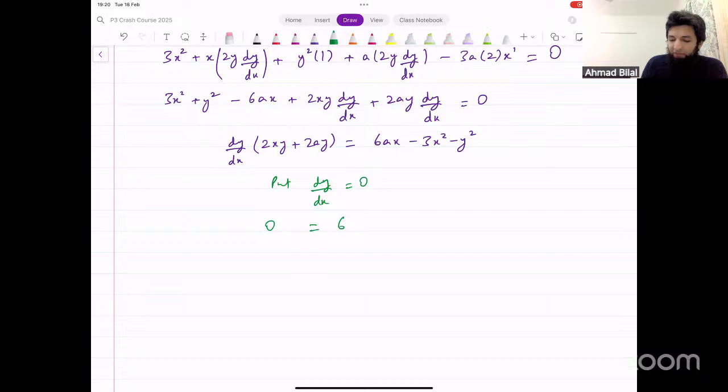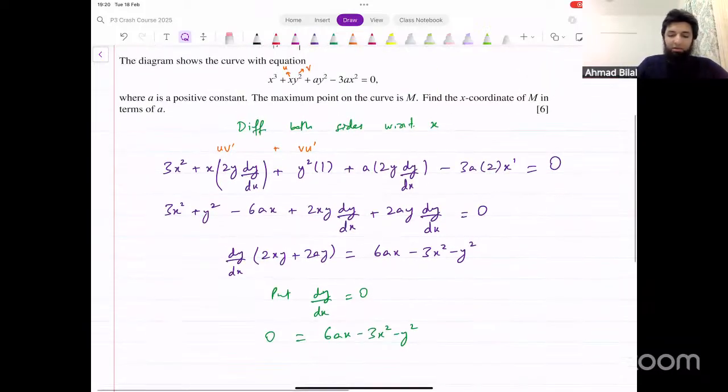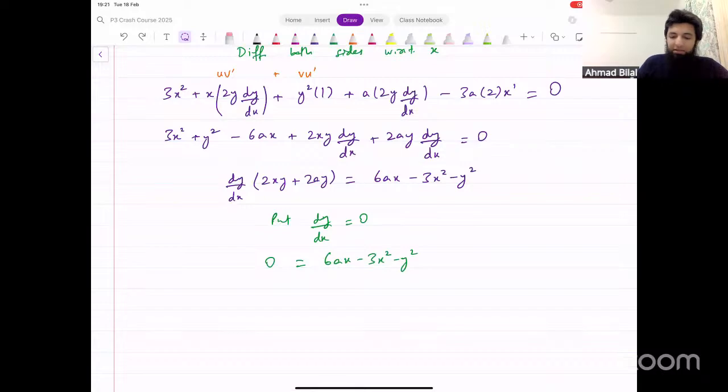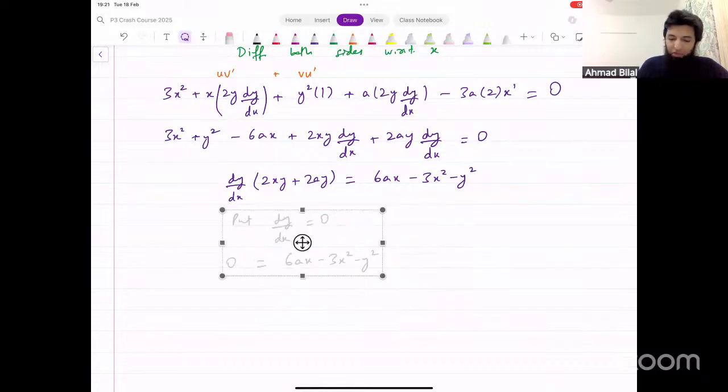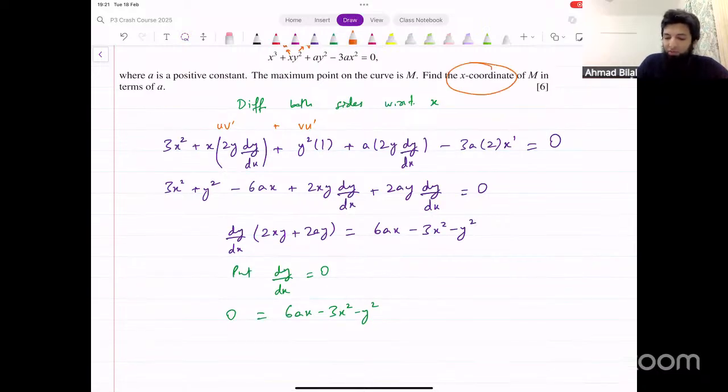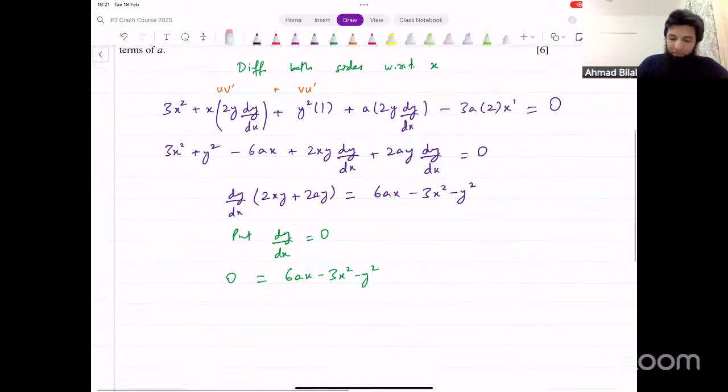On the right side, we have 6ax minus 3x squared minus y squared. This is an equation that we have in terms of x and y now. Okay, 6ax minus 3x squared minus y squared. All right. Now, we need another equation in terms of x and y. That's this original equation. We can solve these 2 things simultaneously, and that should give us the x coordinate of that point. So, we're only looking for the x coordinate. We don't want the y coordinate. Okay, we'll keep that in mind.